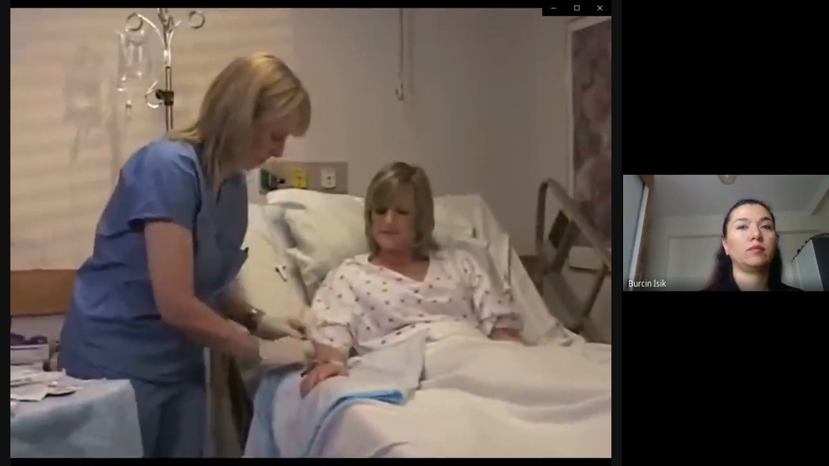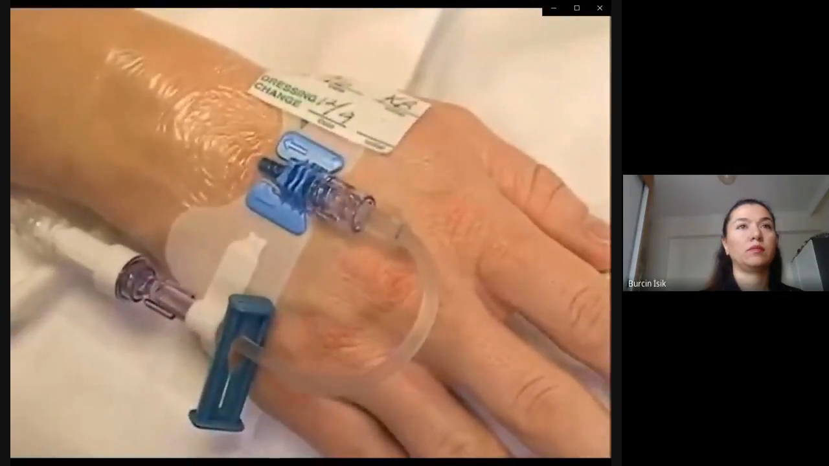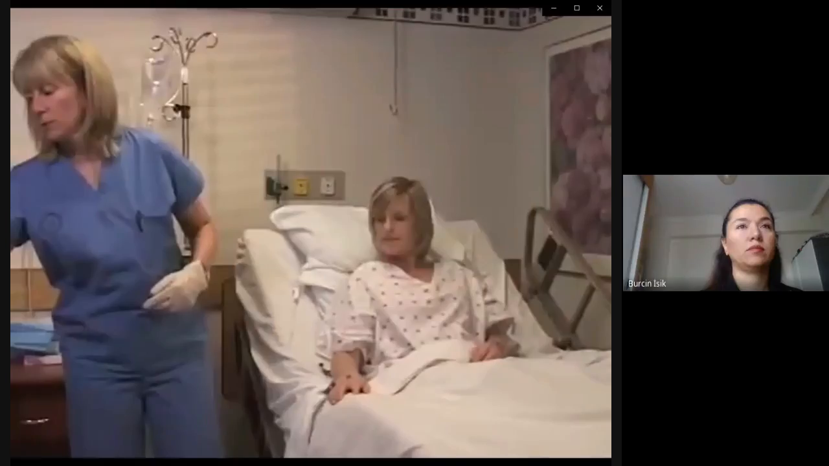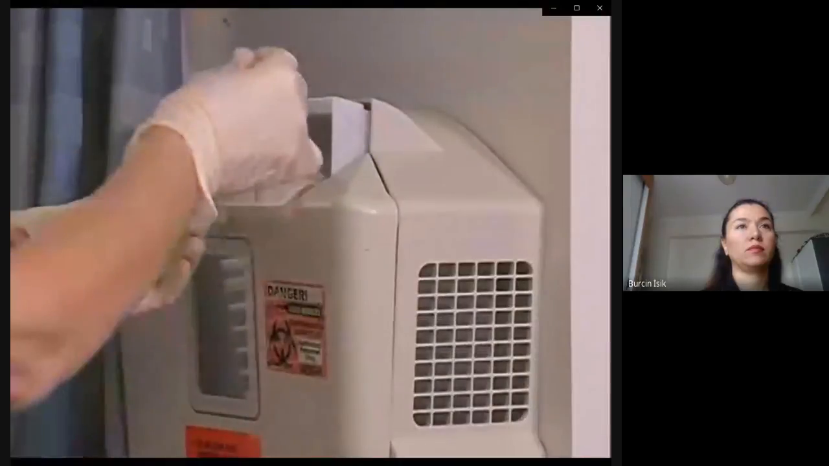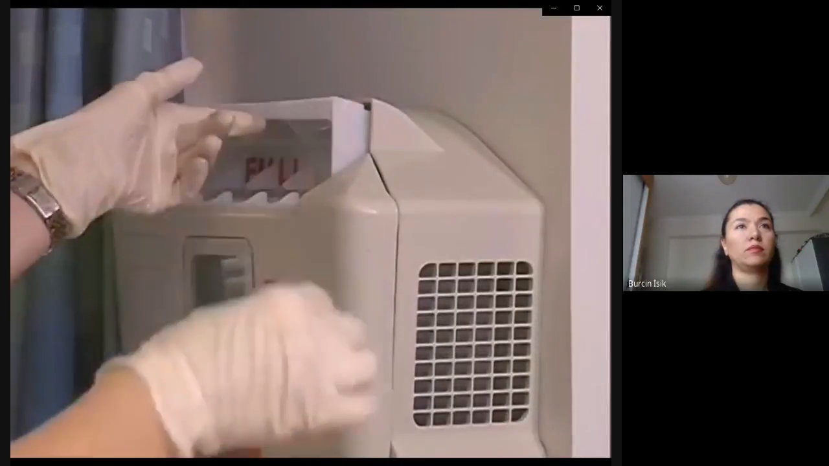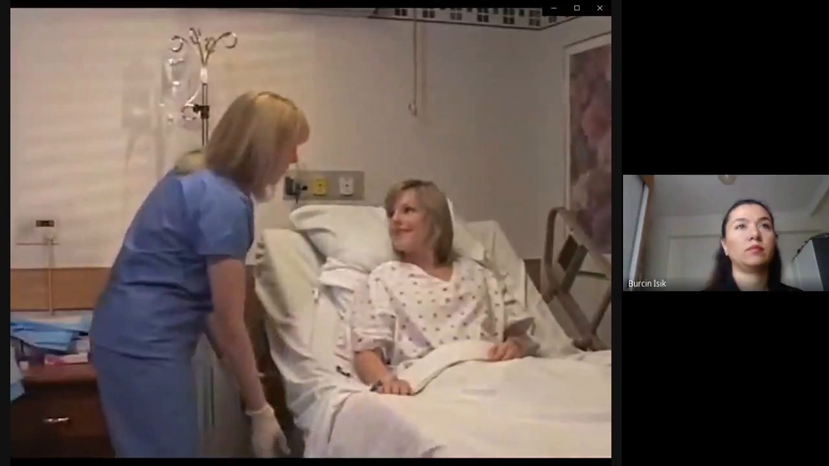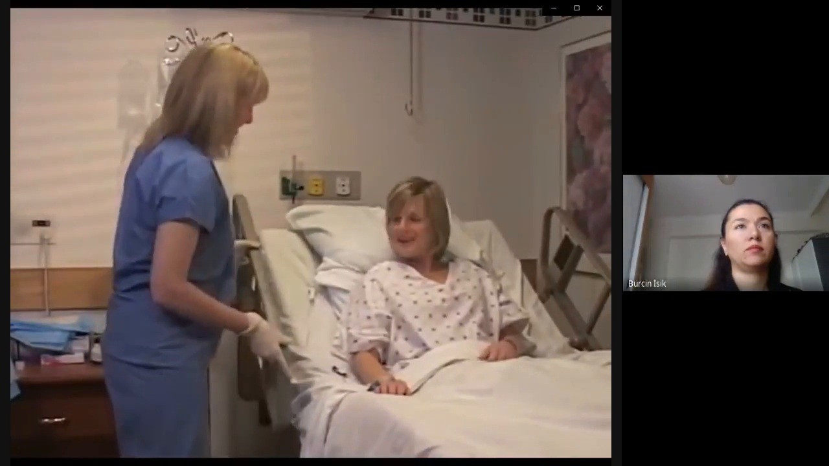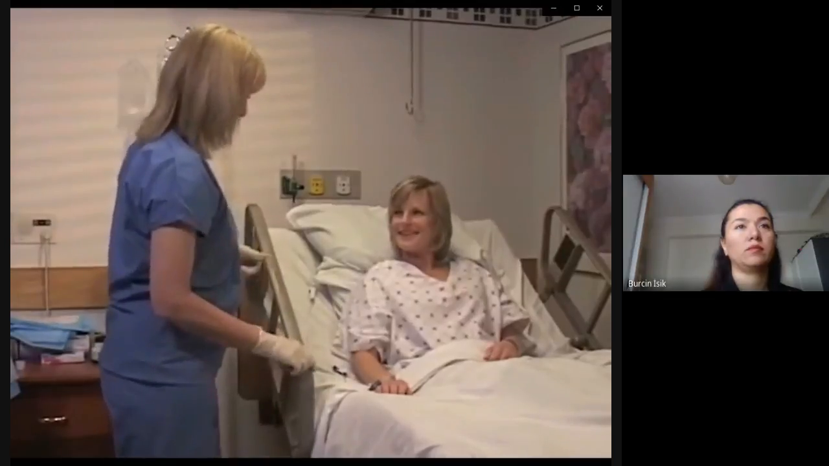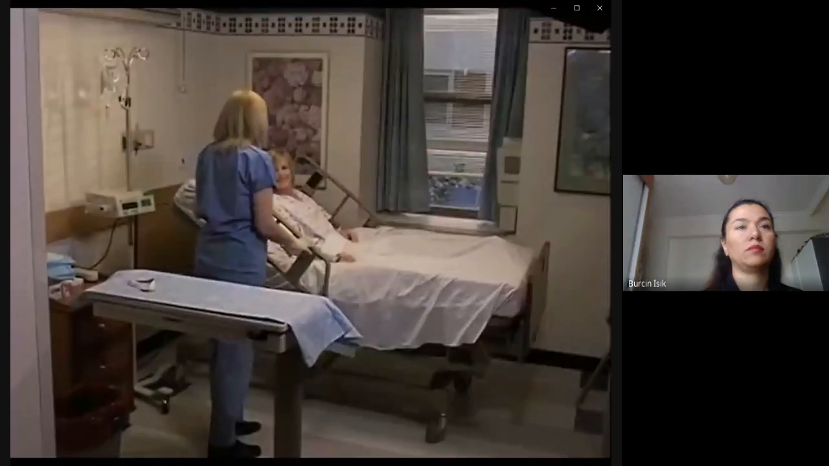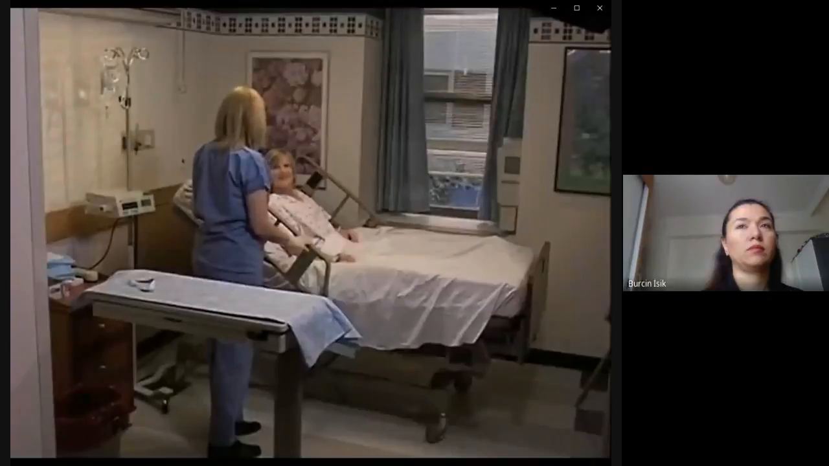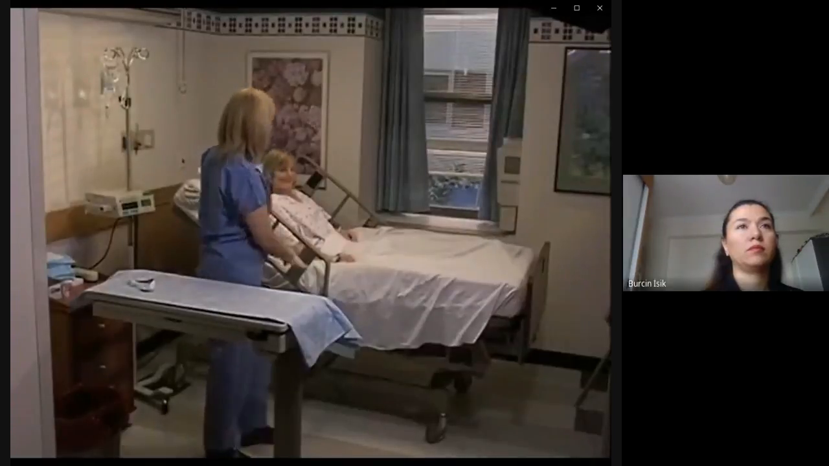Ms. Thompson's Introcan Safety IV catheter is now in place. All sharps should be properly disposed of in the sharps container. Now that you have observed the proper insertion of the Introcan Safety IV catheter and reviewed some of its key features, you can better understand the many benefits Introcan Safety IV catheters provide to both clinicians and patients.